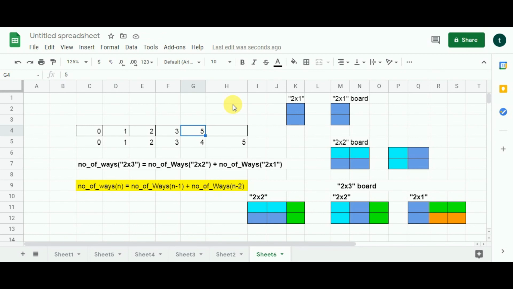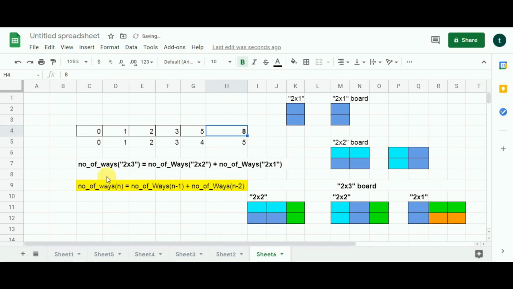The next subproblem indexed by 5 represents a board of 2 by 5. We are going to use this formula in order to find out the number of ways for a 2 by 5 board, and that is going to be equal to the number of ways for a 2 by 4 board, which is 5, added to the number of ways for a 2 by 3 board, which is 3. 5 plus 3 is going to give me 8, and 8 is the number of ways by which we can fit 2 by 1 tiles in a 2 by 5 board. So this 8 is the answer.